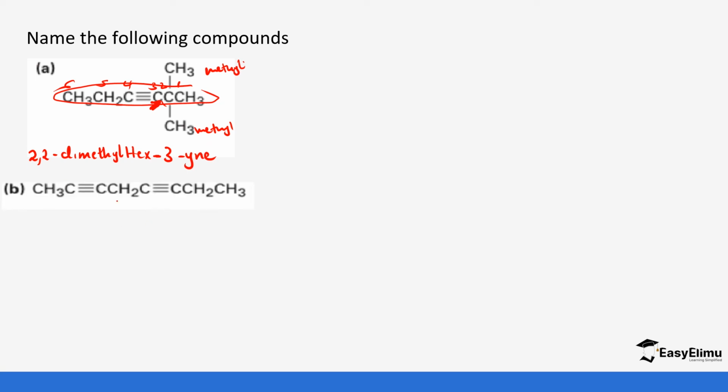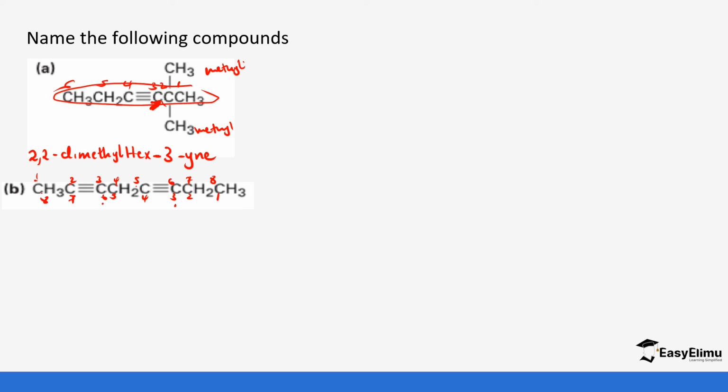This one has 2 triple bonds. Just like we said in alkenes, when we have more than one, we just add a di at the end of the parent name. So this is 1, 2, 3, 4, 5, 6, 7, 8. If we number the other way, it's also 1, 2, 3, 4, 5, 6, 7, 8. In the upper numbering, the first triple bond is at number 2, the second is at number 5. In the second way of counting, the first triple bond is at number 3, the second is at number 6. So we prefer the upper one.